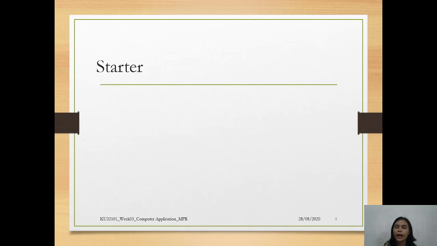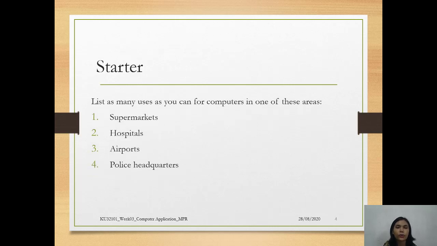As a starter, I'm going to give you a question related to the topic for this week. First of all, I want you to list as many as you can the uses of computers in one of these areas: supermarkets, hospitals, airports, and police headquarters. Because we are talking about the computer application, the application of the computer for these areas. If you cannot list many, 2 or 3 at most will be just fine. That will be a starter for this week's topic.